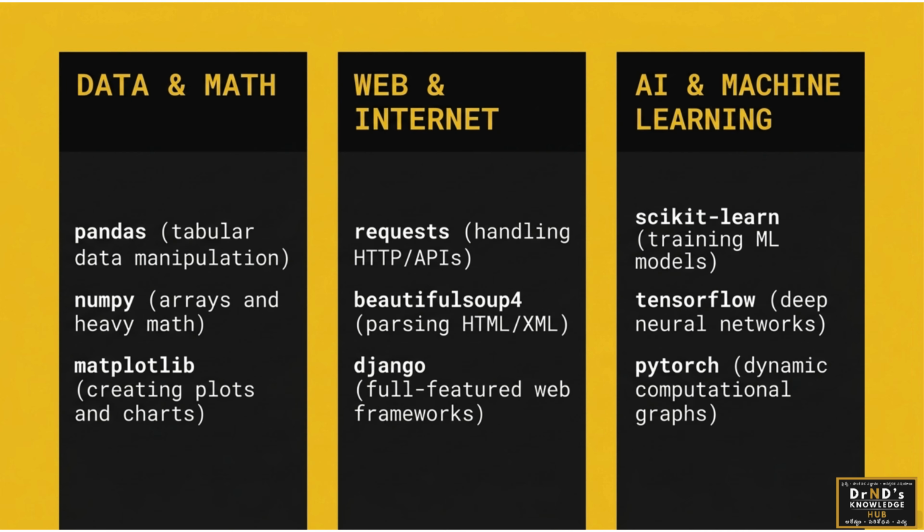For internet applications, Requests allows communication with websites and APIs. For example, retrieving drug information from online databases. Beautiful Soup extracts useful information from web pages. Researchers often use it to collect publicly available biomedical data. Django is a web development framework.